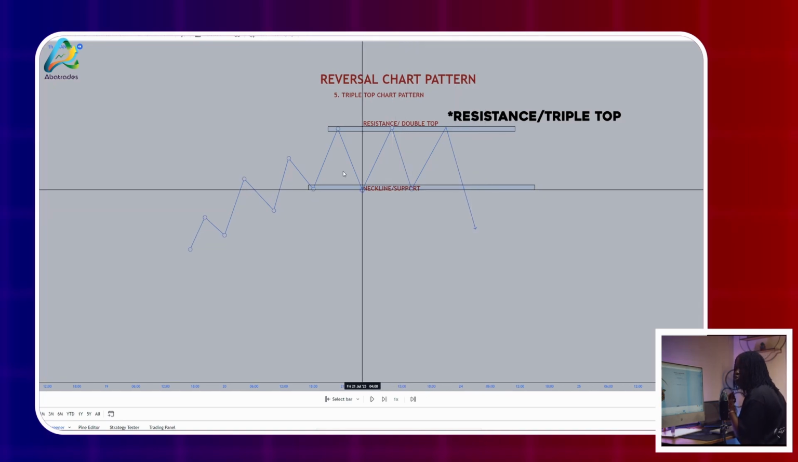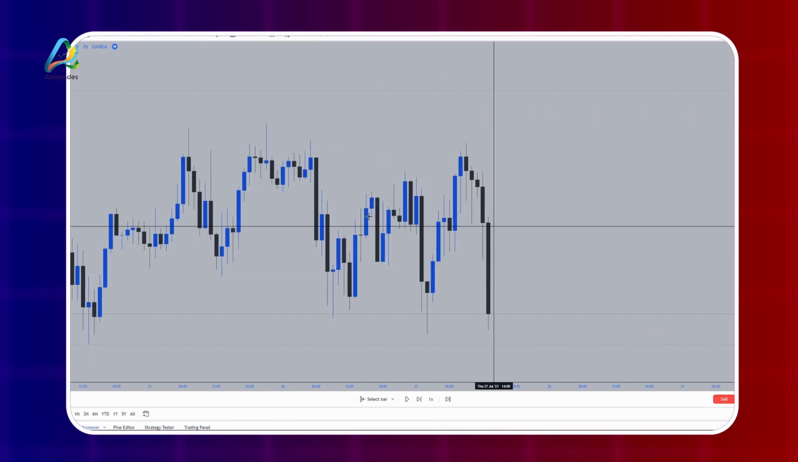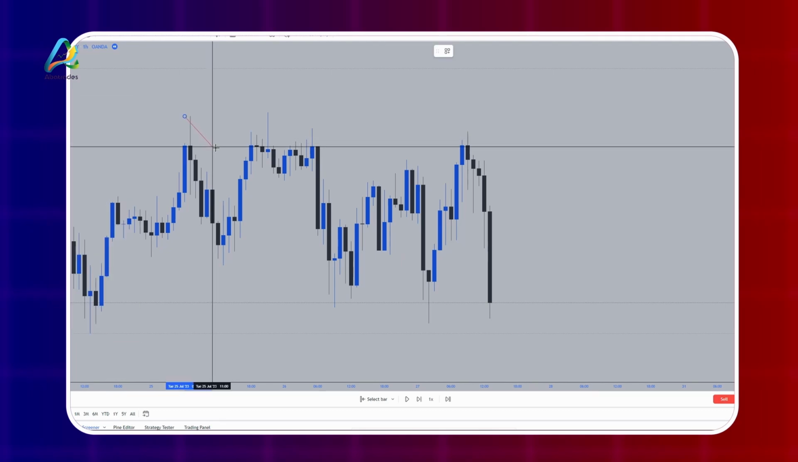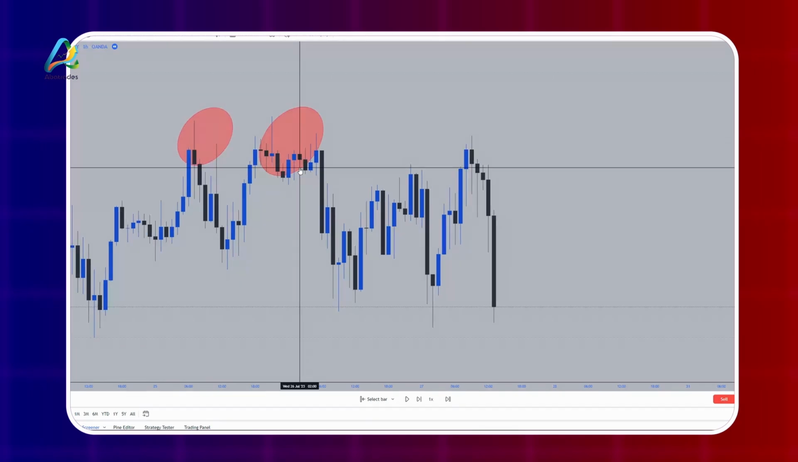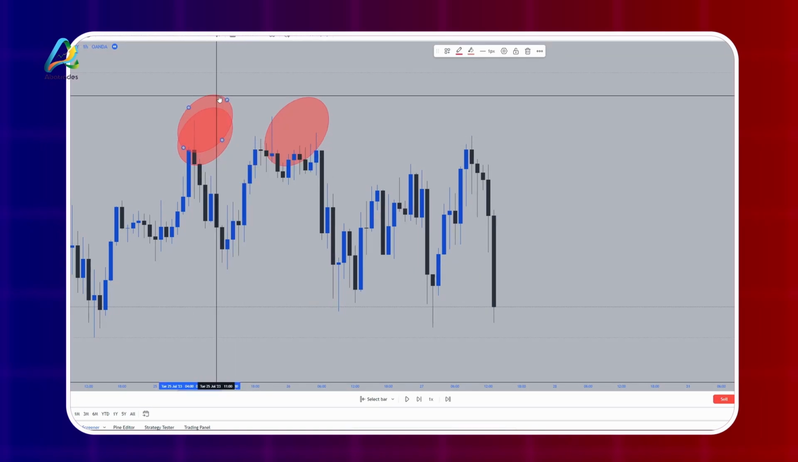Now let's go on the real chart and let me show you how to identify some of these things and spot your entries and your exits in the market. Okay, so for the triple top chart pattern, we have something like this. We have a first touch here. This is our first touch on the triple top. We have our second tap into the zone here, which is this zone right here. Then we have our third touch into the triple top zone.